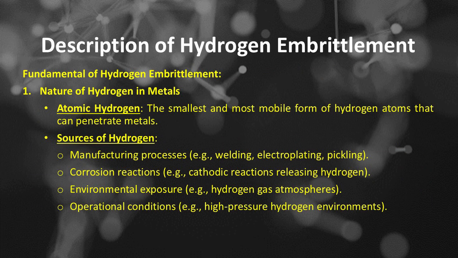Fundamentals of hydrogen embrittlement. Number 1 is the nature of hydrogen in metals, which includes atomic hydrogen, the smallest and most mobile form of hydrogen atoms that can penetrate metals. Sources of hydrogen include manufacturing processes, such as welding, electroplating, pickling, corrosion reactions, such as cathodic reactions releasing hydrogen, environmental exposure, such as hydrogen gas atmospheres, and operational conditions, such as high-pressure hydrogen environments.